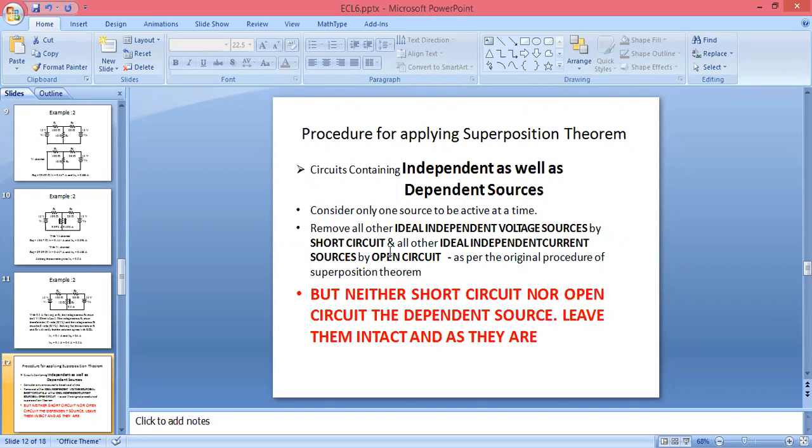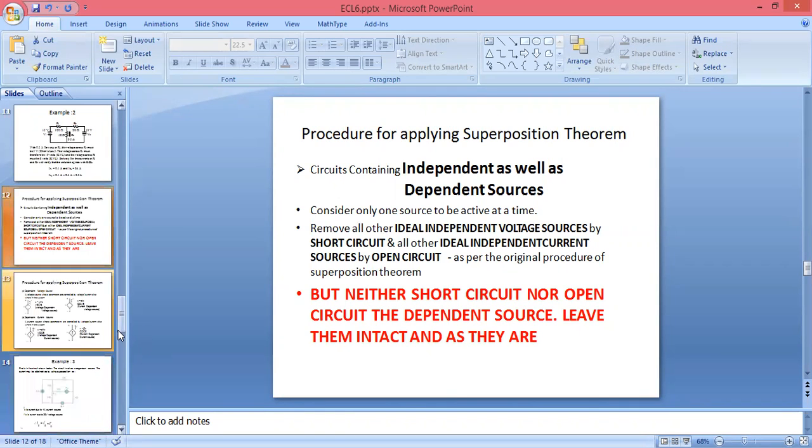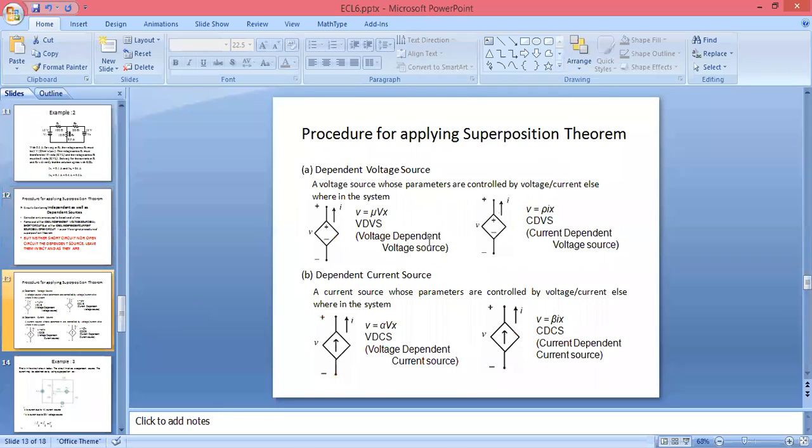But neither short circuit nor open circuit the dependent source. We can do this for only the independent sources. Leave them intact as they are. यदि डिपेंडेंट है तो वो जैसा है उसका वैल्यू हम वैसे ही रखें. Procedure for applying superposition theorem.